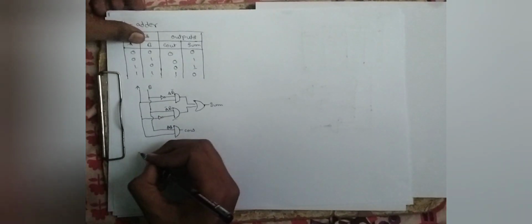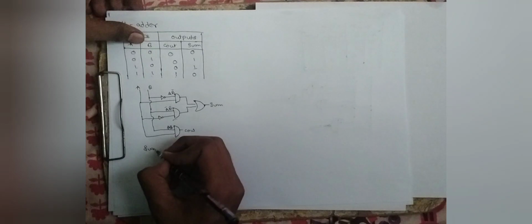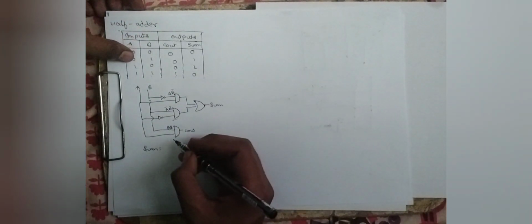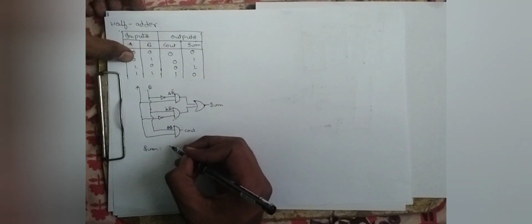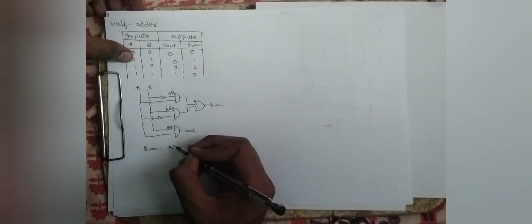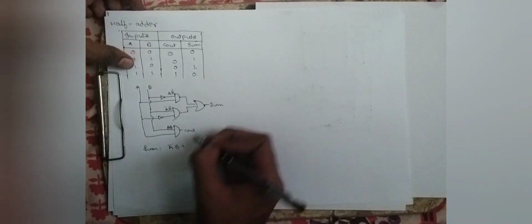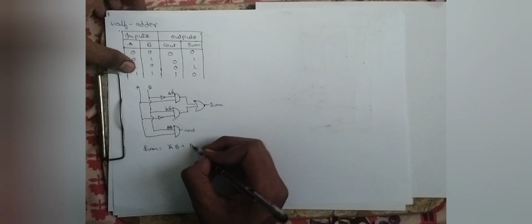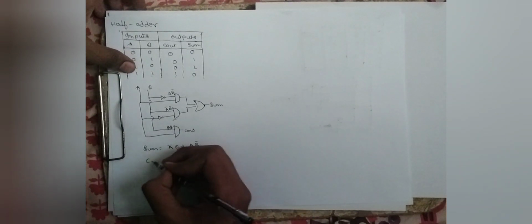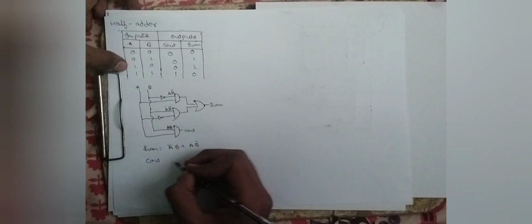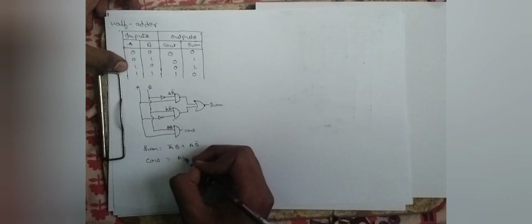So finally we can write that sum is equal to, here 1 is present, so this becomes A bar B, plus here 1 is present, so this becomes A B bar, and carry out is equal to, here 1 is present, so this becomes AB. Now let us begin with the full adder circuit.